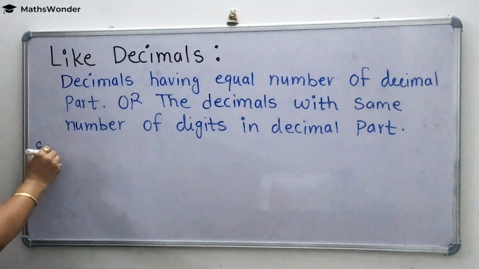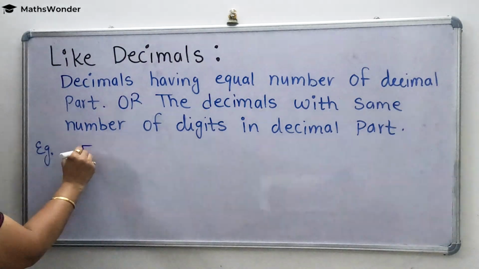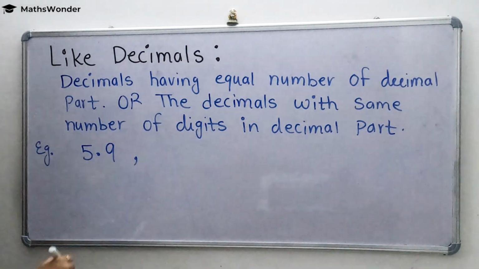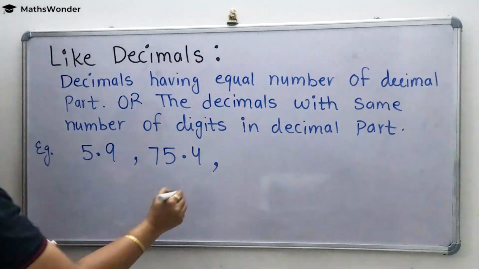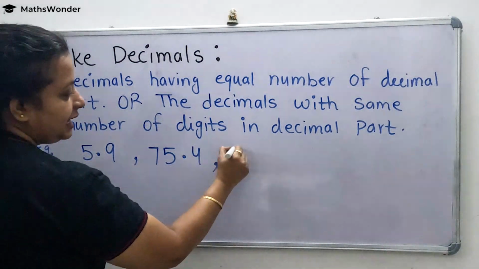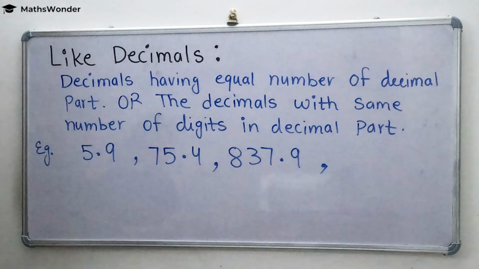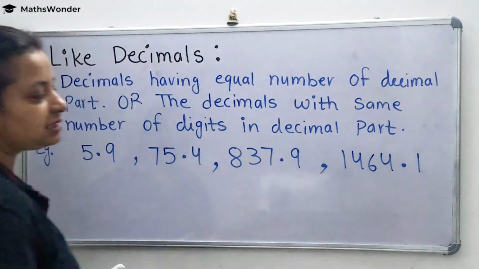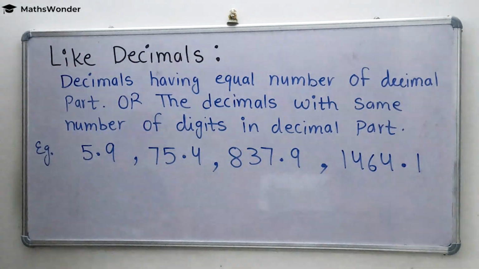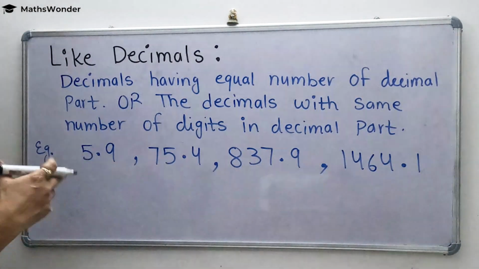Oh, so you mean like, for example, 2.2? Wait, I am giving the example. Suppose 5.9, 75.4, 837.9, and the fourth is 1464.91. Suppose, okay. Now you can check it here. What is the whole part? Before the decimal is the whole part. After the decimal is the decimal part.